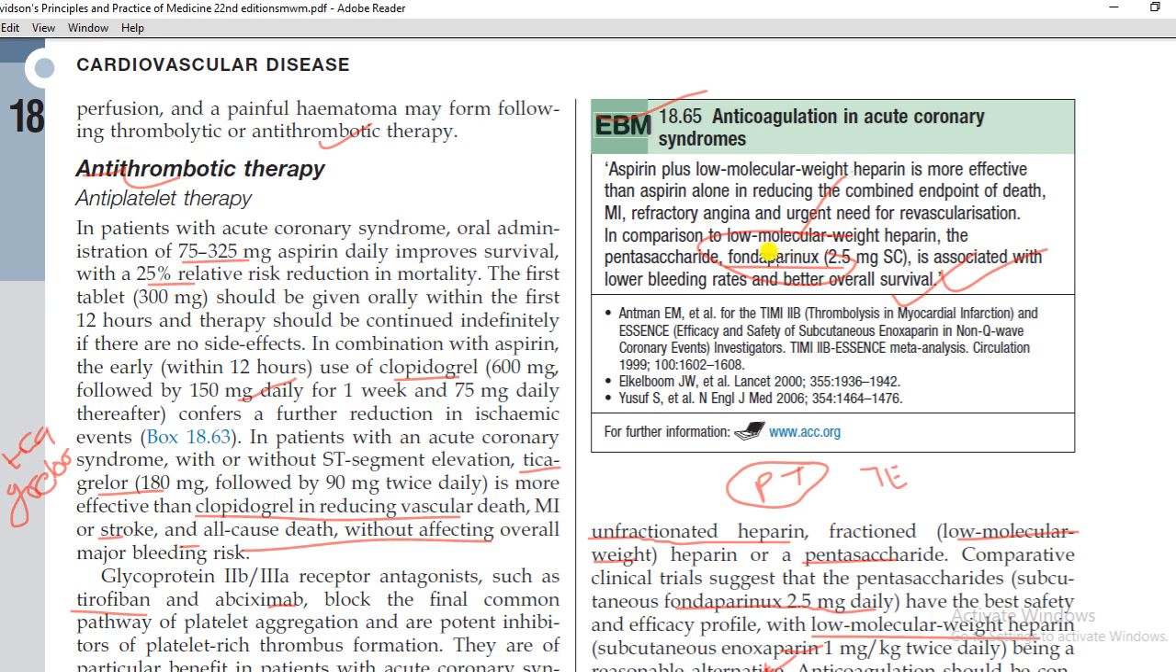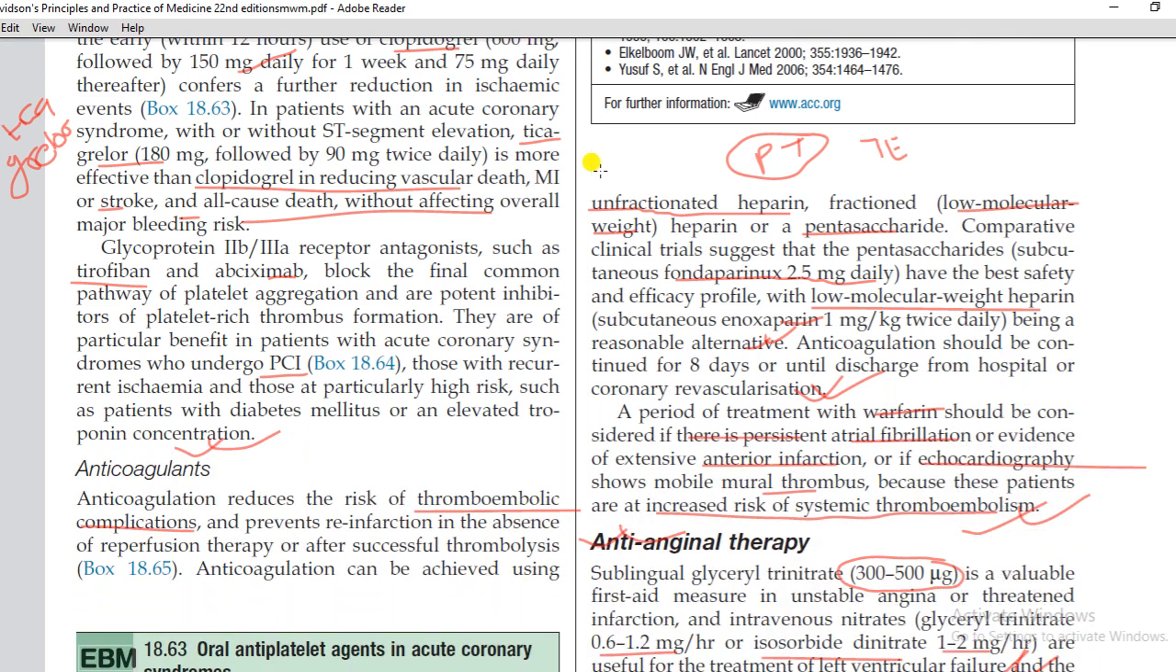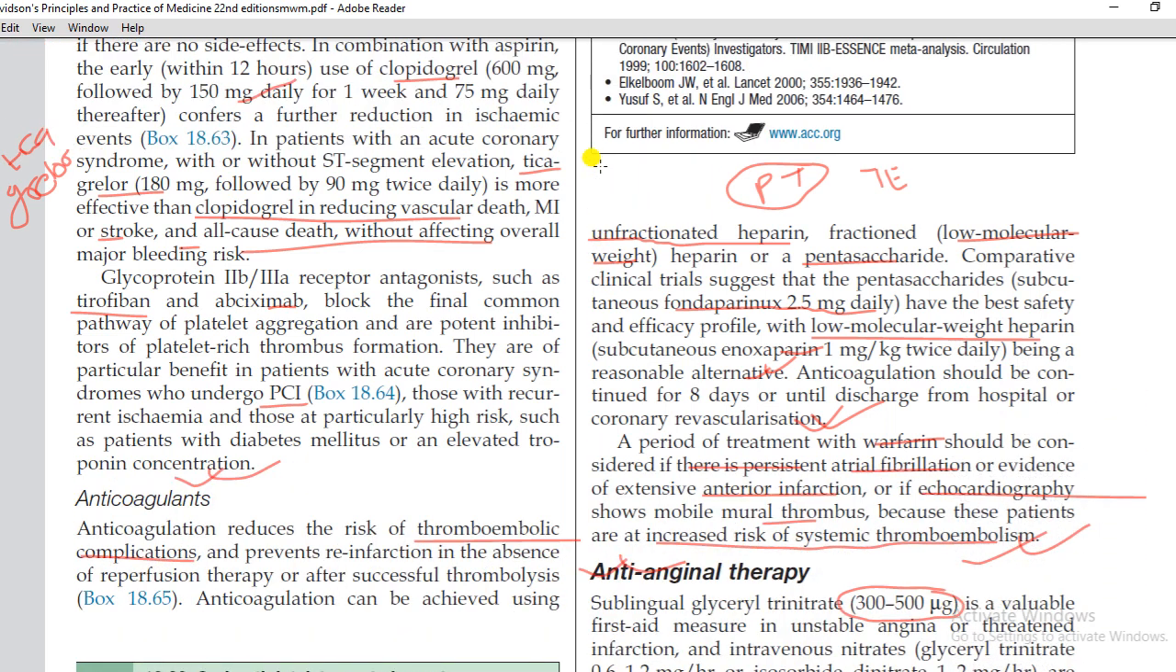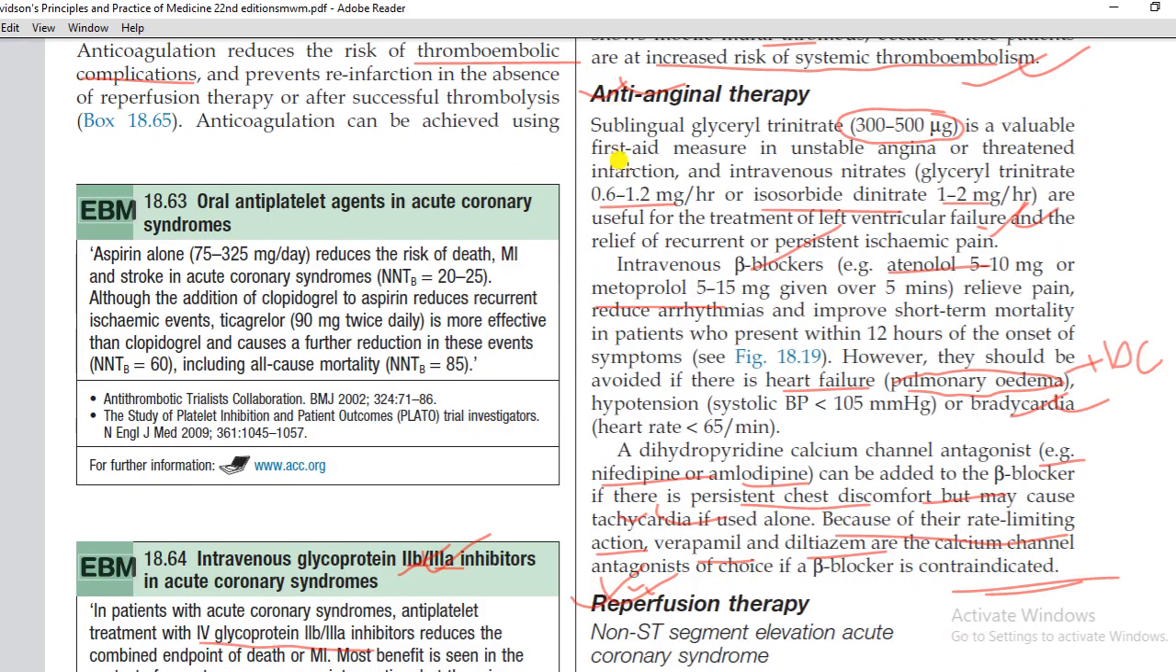Can fondaparinux be given with heparin? No. It should be considered together with aspirin, as fondaparinux is a pentasaccharide anticoagulant.